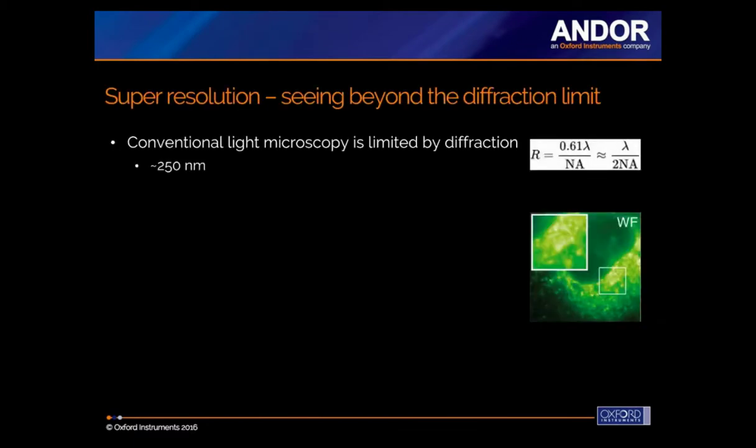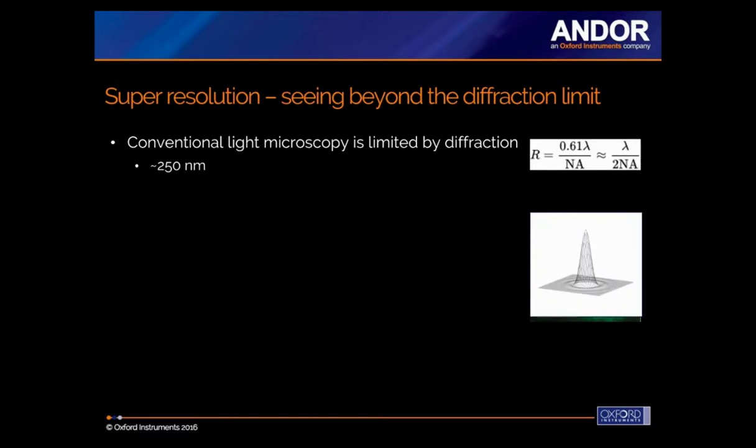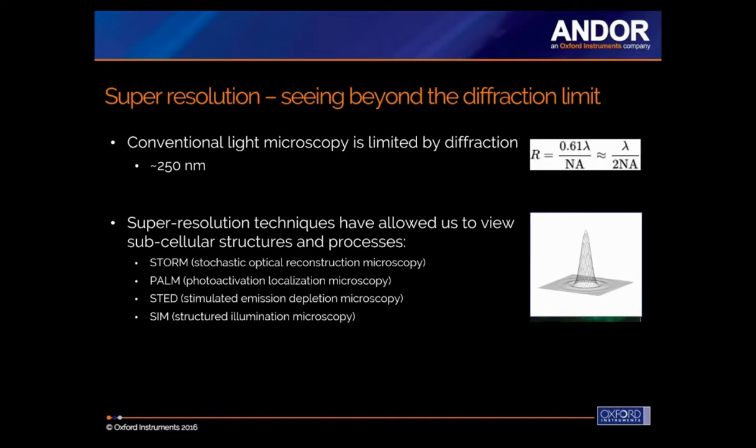So as we know, super resolution techniques are used to see beyond the diffraction limit, and conventional light microscopy methods, of course, are limited by diffraction, and that works out to be around 200 to 300 nanometers. Below that range, the inner workings of the cell are essentially lost in that haze. But we can consider information beyond the diffraction limit in terms of the point spread function, and now we have a wide range of super resolution techniques that allow us to view subcellular structures and processes in detail.